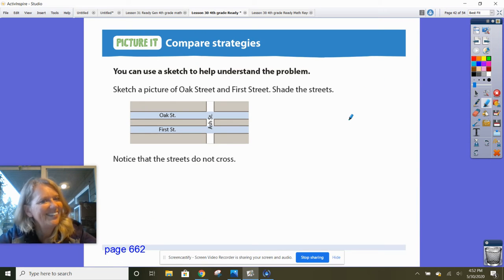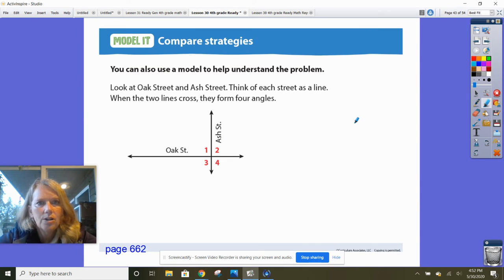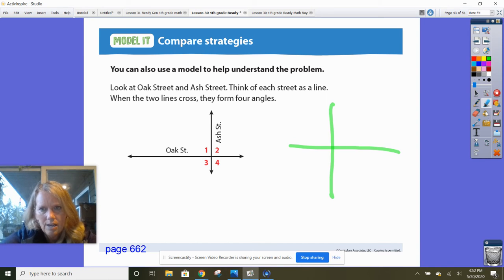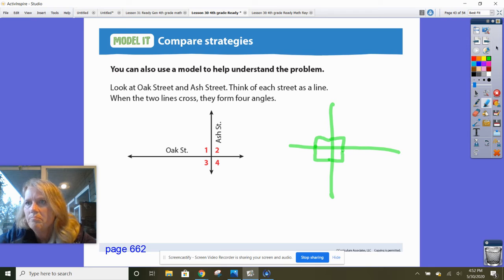Sketch a picture. Yes, very nice. I like that one because that's the color option. Shading the streets. Super fun. And we notice that they do not cross. You can use a model to help you understand. I didn't do this one. Look at Oak Street and Ash Street. Think of each street. When two lines cross, they form four angles. Kind of like when I said you could pull it out, and then I was thinking you could put four right angles, but they labeled them 1, 2, 3, 4.